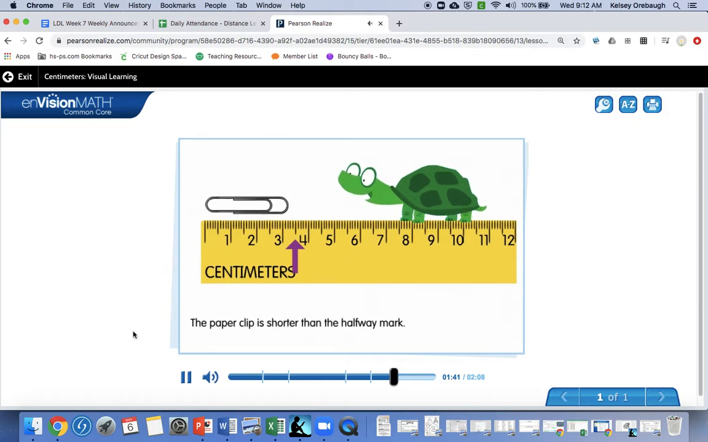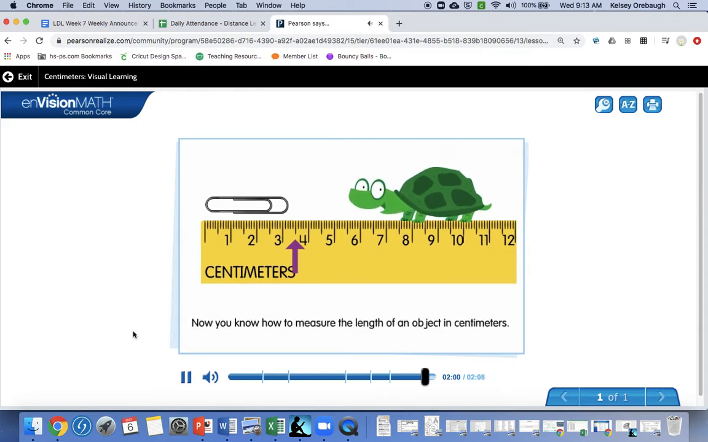The paperclip is shorter than the halfway mark. If the object is shorter than halfway, use the lesser number. The lesser number is 3. This paperclip is about 3 centimeters long. Now you know how to measure the length of an object in centimeters.